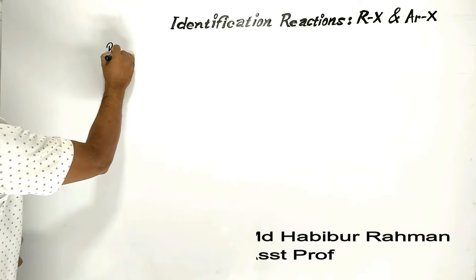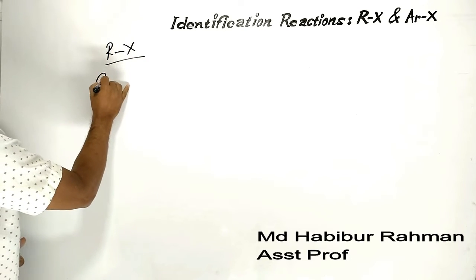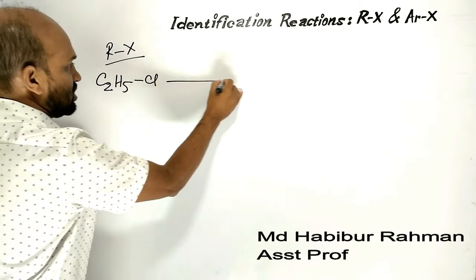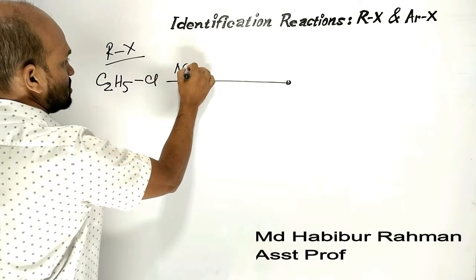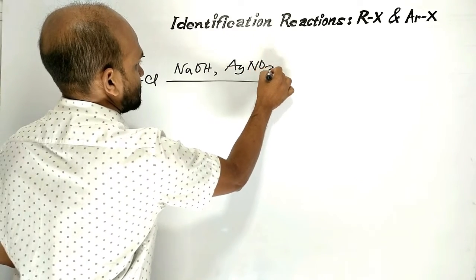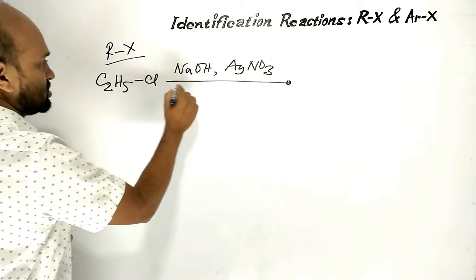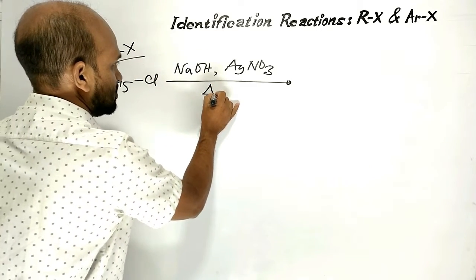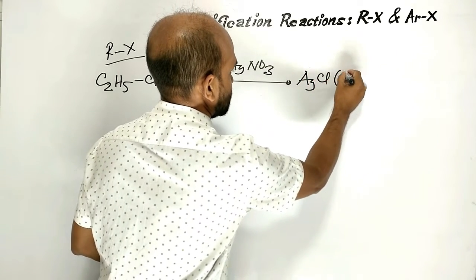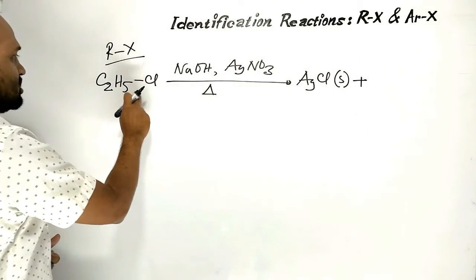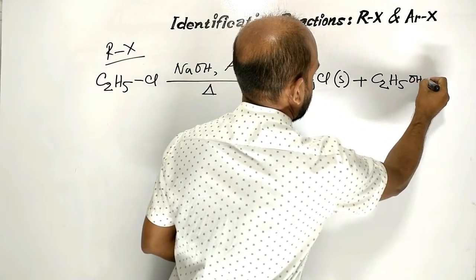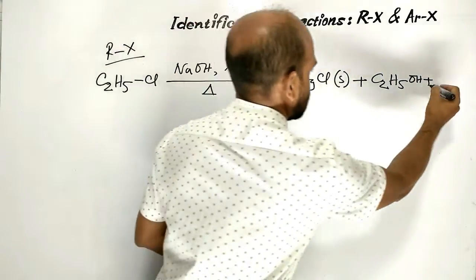Alkyl halide. Suppose ethyl chloride. When ethyl chloride is treated with sodium hydroxide and silver nitrate, and the reaction mixture is heated, then a white precipitate of silver chloride is formed, and here the byproducts are ethanol and sodium nitrate.